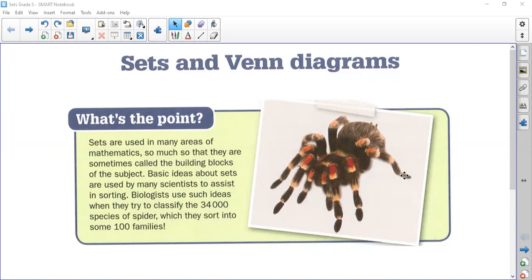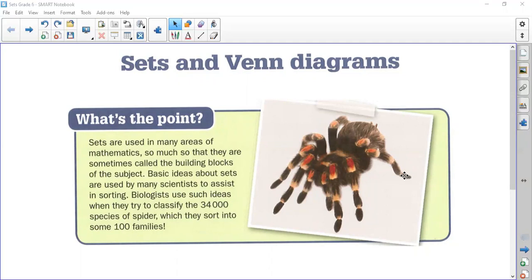What are sets? We have talked about number sets until now. We have collected things together and analyzed their common properties. But in this chapter, we'll see in more detail what sets are and what their properties are. So what's the point? Sets are used in many areas of math, so much so that they are sometimes called the building blocks of the subject.